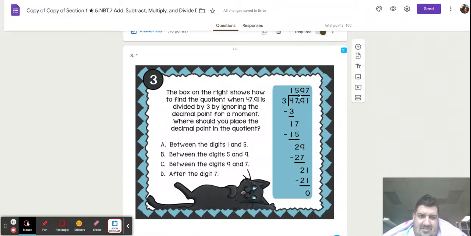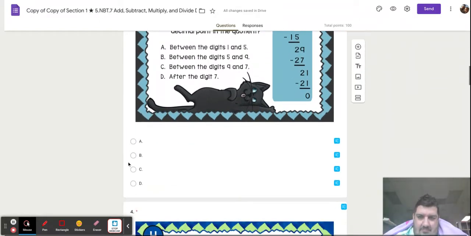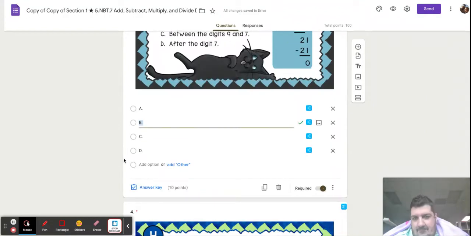Because again, you just move that decimal point straight up. And 3 times 15 is 45, which is less than the whole of 47. So that is why it goes between the 5 and the 9. Yes. So the correct answer would be B.